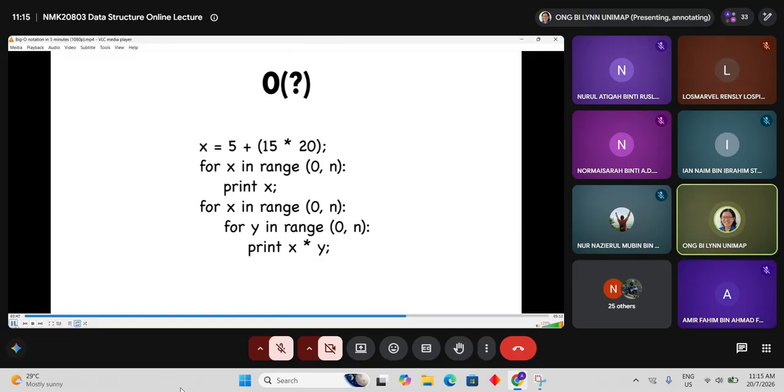What is its total runtime? Well, we know the runtime for each of these, so the total runtime is simply the max of the three. The nested for loop dominates here, so we get big O of n squared.